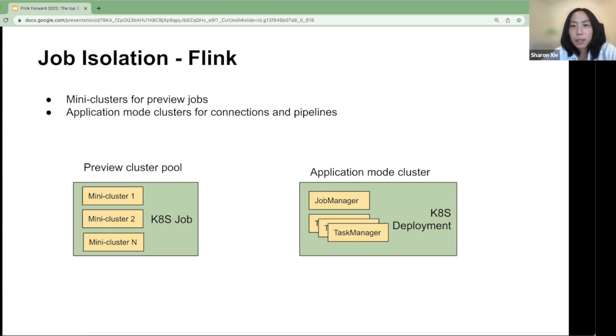So, in short, a quick summary of the two different modes we use. The mini cluster job setup for preview is for fast and quick response where the data volume is low. The application mode cluster is for long-running production jobs. It has a longer startup time, but once it's started, it runs very fast.